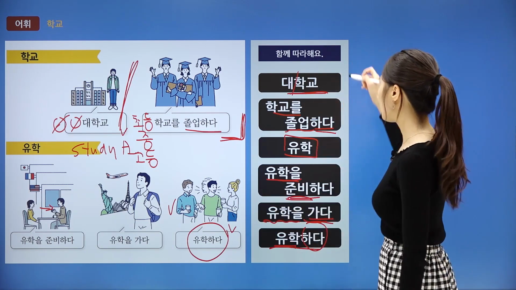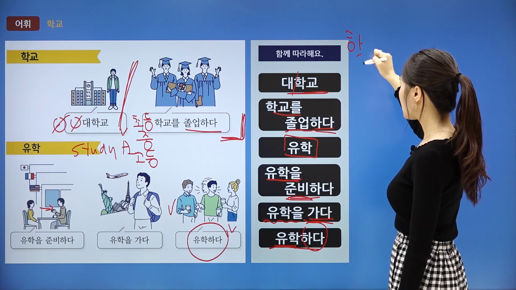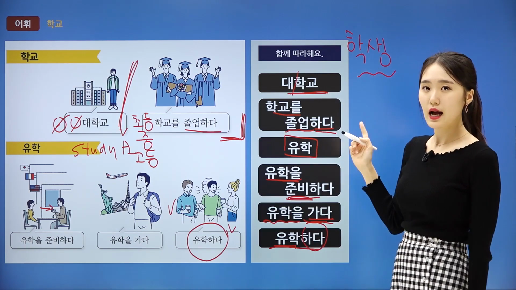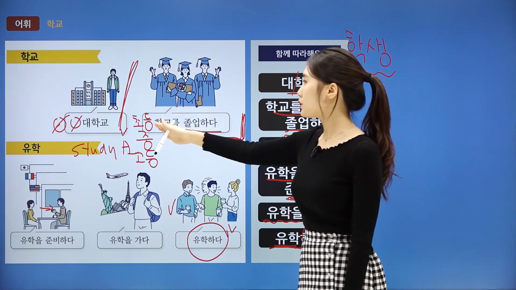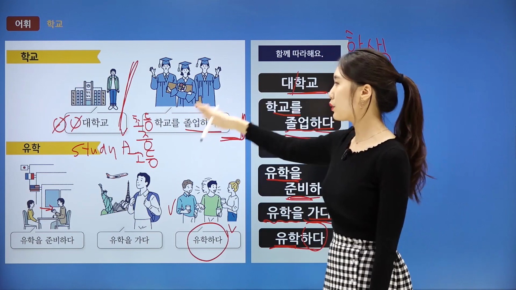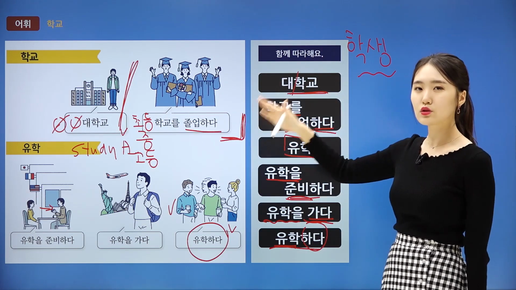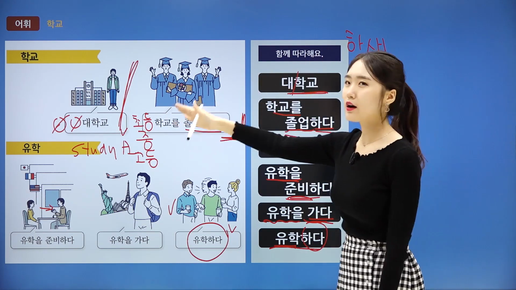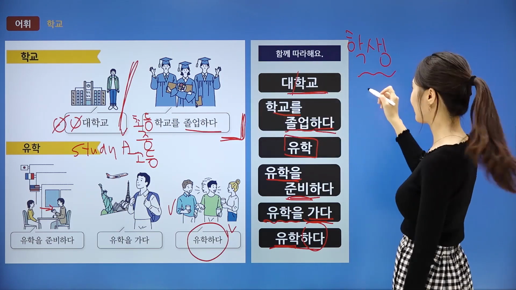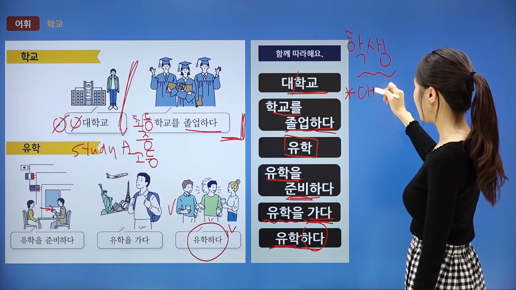Then do you guys remember 학생, right? 학생 is student. So maybe 초등학교 학생, elementary school student, 중학교 학생, middle school student, 대학교 학생. You'll say 대학생. 대학생.